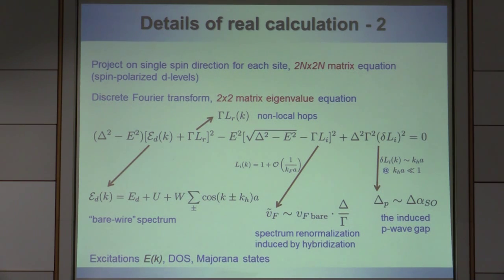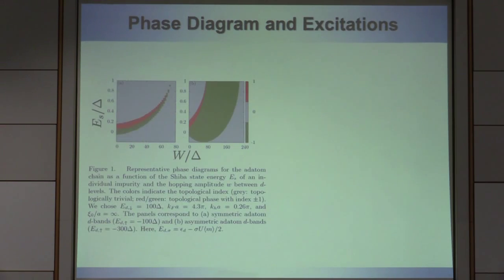It gives density of states, and also if I look at the equation in real space with the end at some point, say at x equals 0, I can look at the end states, localized states, Majorana states in this model. So here are the results.